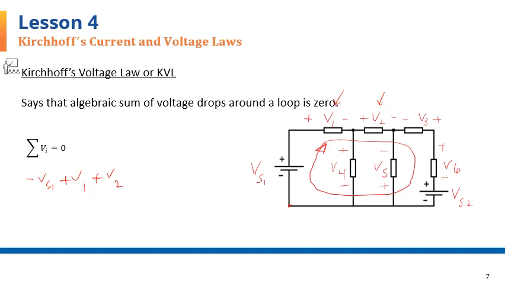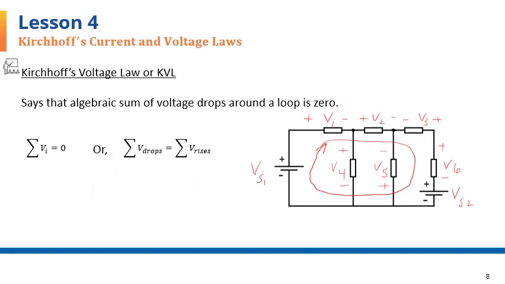The next one is a voltage rise, negative to positive, V3, so I'm going to make that a negative V3. The next voltage is a drop of V6, so plus V6. And the last one before we get back to the starting point is Vs2, and that's also a voltage drop. So I'm going to call it plus Vs2 and set the total sum to 0.